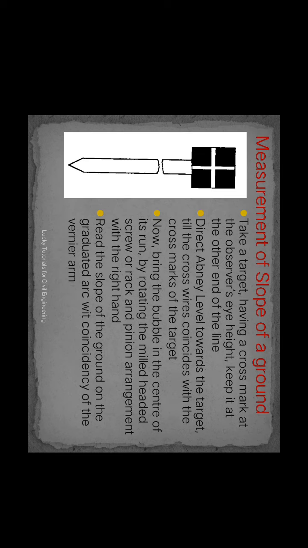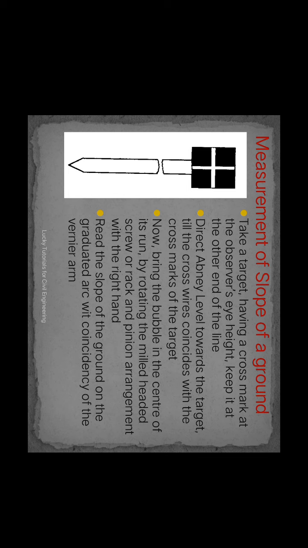As the line of sight is inclined, the bubble visible in the mirror will go out of center. So bring the bubble to the center of its run by rotating the milled headed screw or rack and pinion with the right hand. Note that the bubble is in its center run, then the line of sight passes through the object. Read the vertical angle on the graduated arc with the coincidence. So this is the way you can measure the angle through what? Abney level.